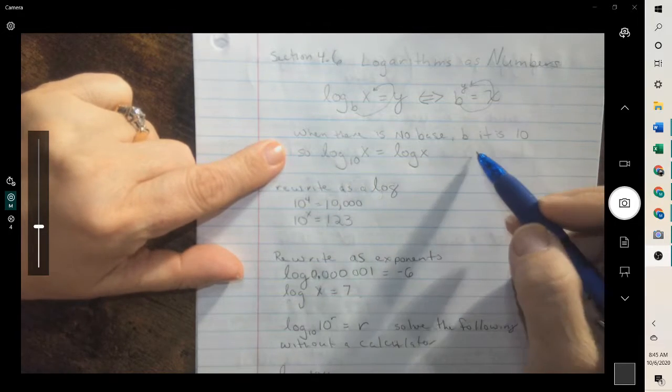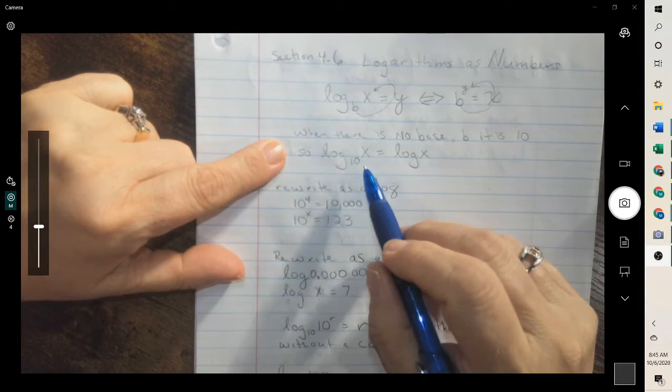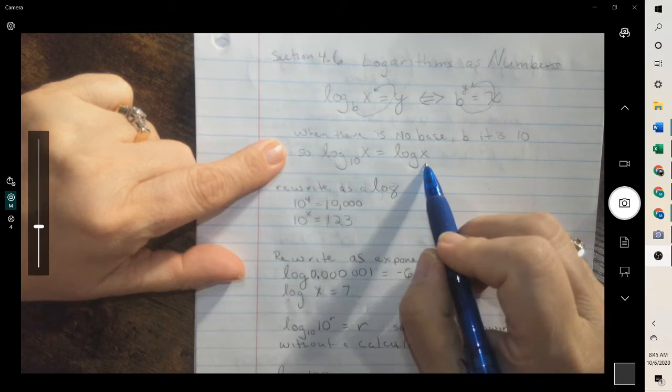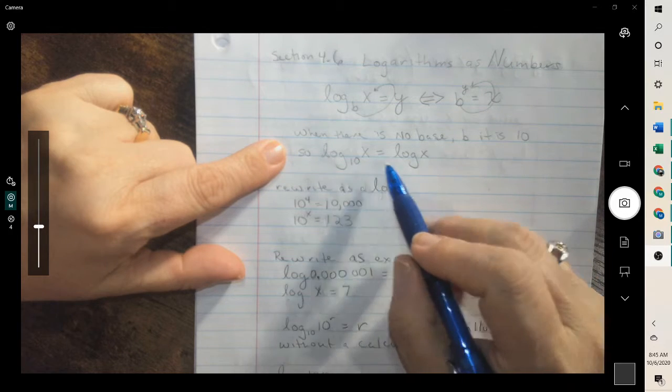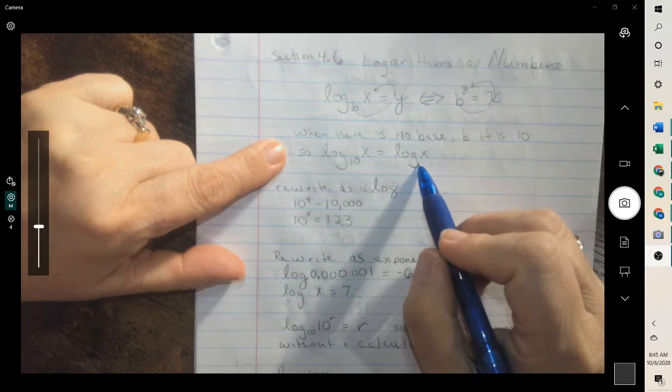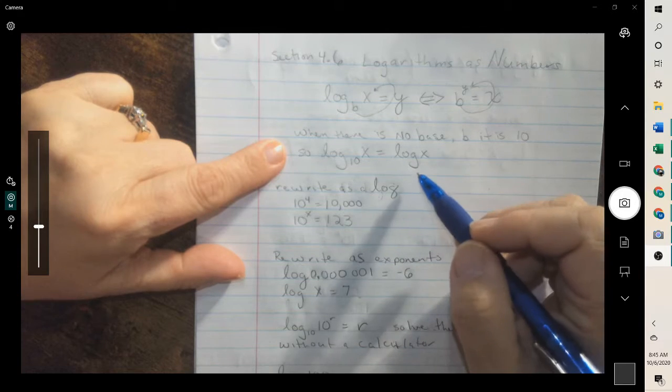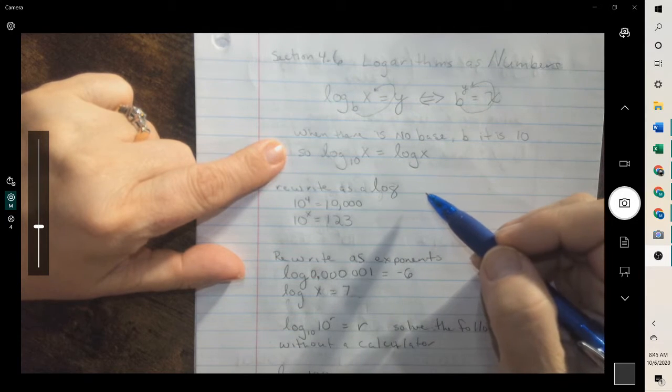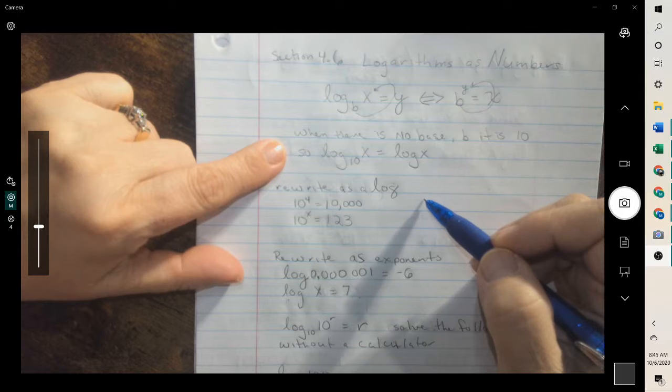When there is no base, if they don't have it there, it's base 10. So if there's no base, it's automatically base 10, and base 10 is what your calculator uses. If you have a different base, then you need to rewrite it with a change of base.